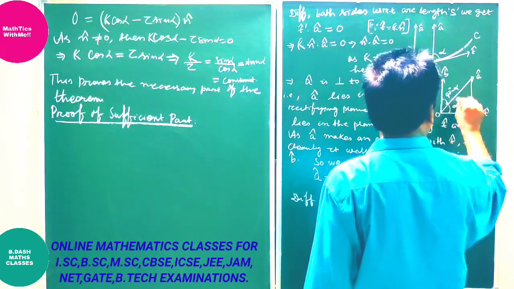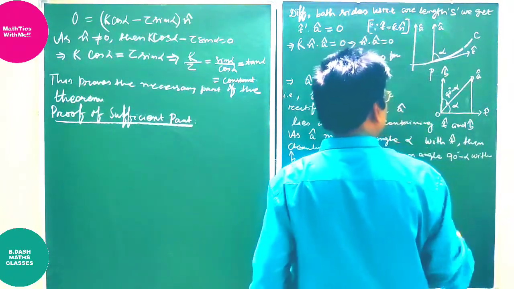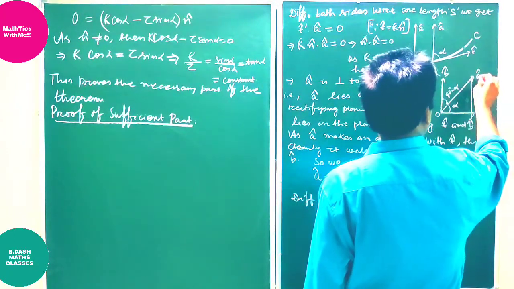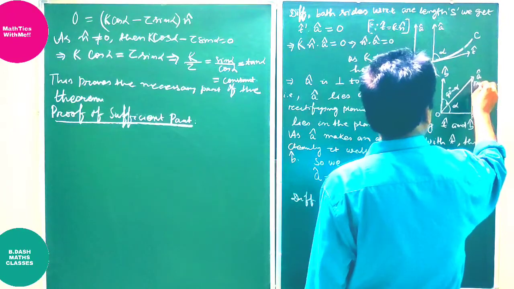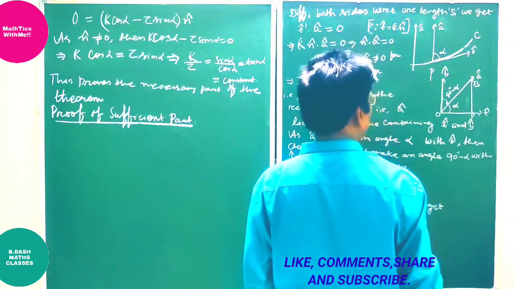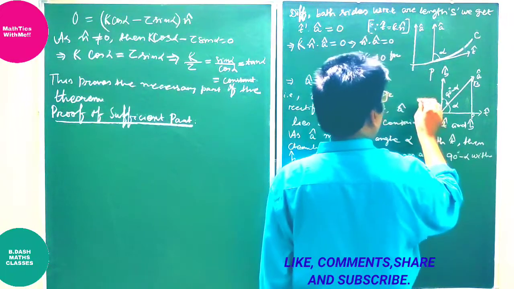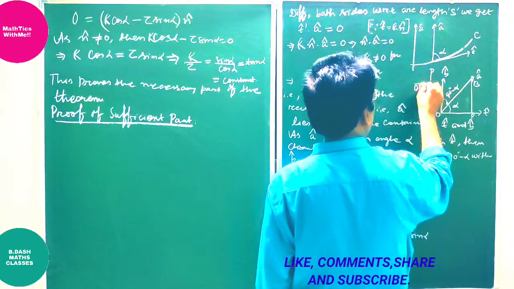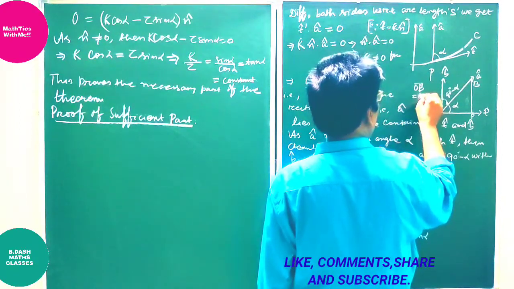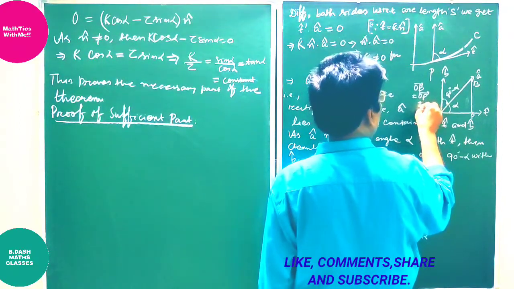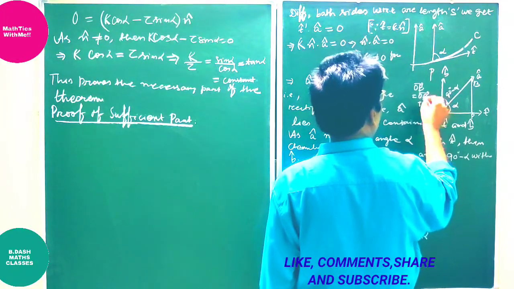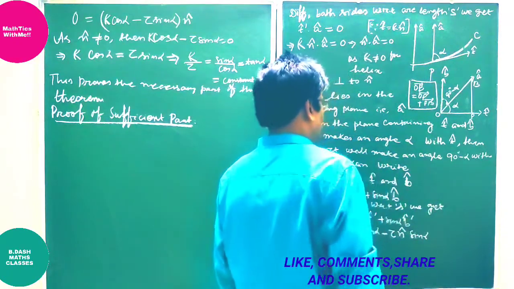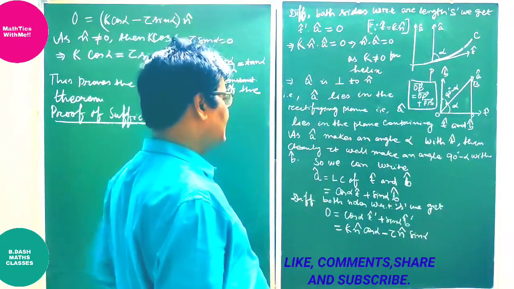Here we are taking O. Now O, this is P suppose, and this is B suppose. So here we get the OB vector is equal to the OP vector plus the PB vector. So cos alpha T cap plus sin alpha B cap.